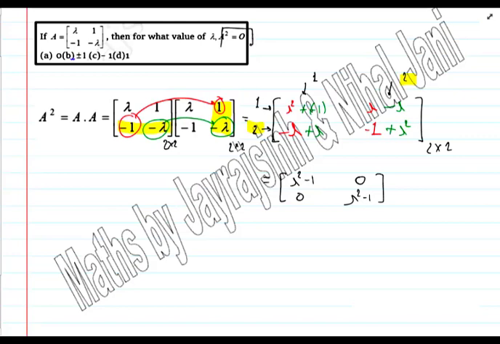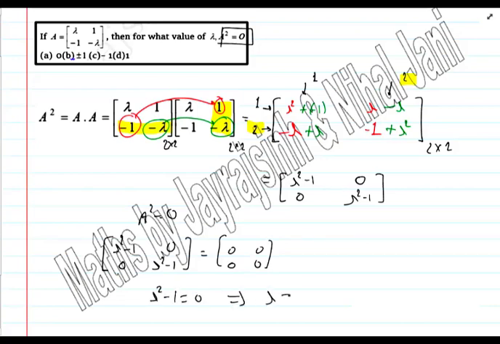But A square is a zero matrix which is given in the question. So let's compare A square, what we find, with the zero matrix which have all the elements as 0, 0, right? So we will get lambda square minus 1 equal to 0, or we can say lambda is equal to plus or minus 1, not only 1. Okay, so the correct option is option B. Ta-da!